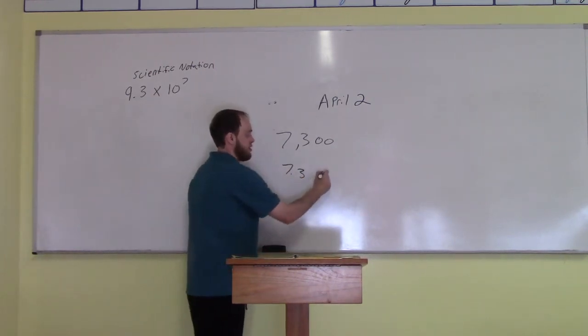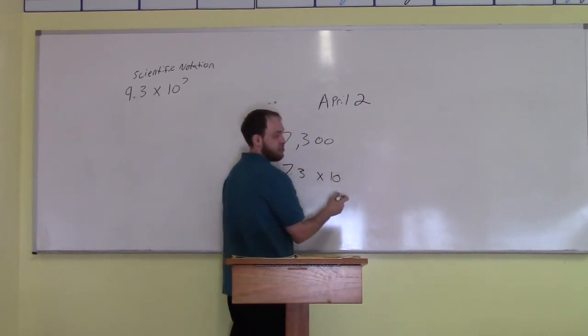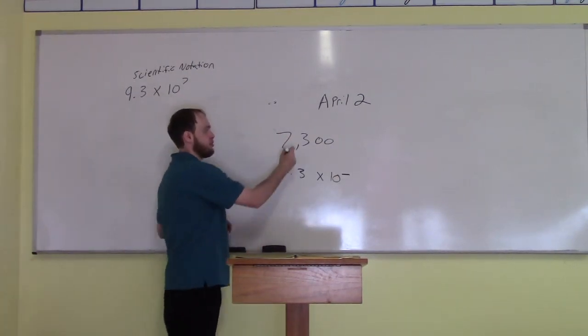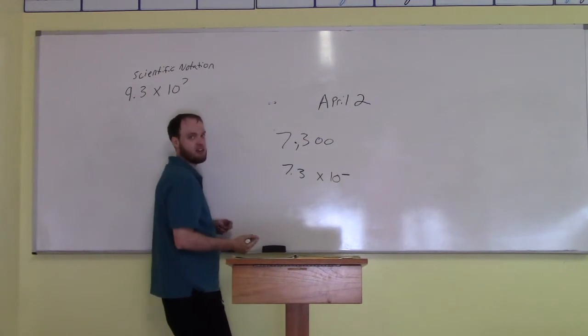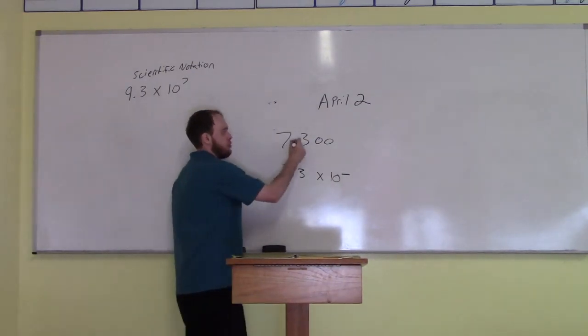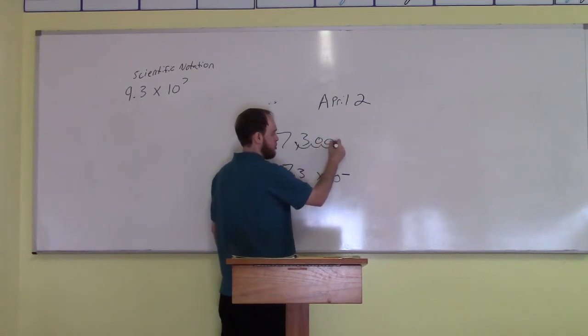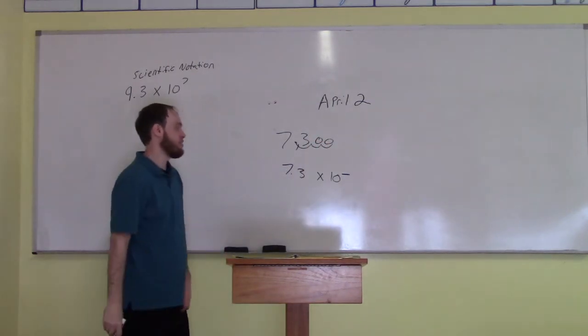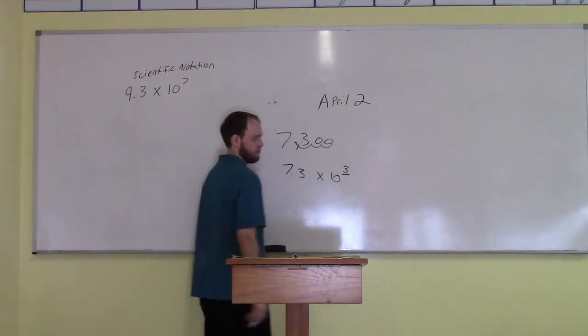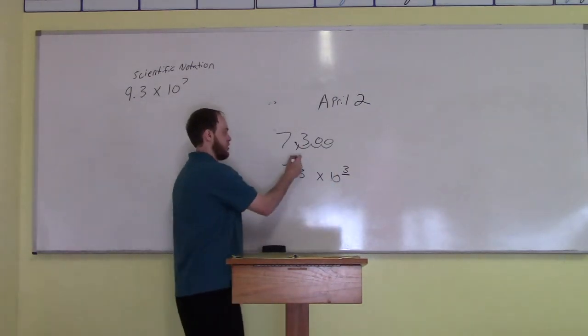And then I'm going to do the times 10. Then I just have to figure out what power goes there. So if my imaginary decimal's in here, in between the 7 and the 3, then I'm just going to count over until I get to the very end. And so that would be 1, 2, 3, and so it would be 7.3 times 10 to the third. And so that would be my answer.